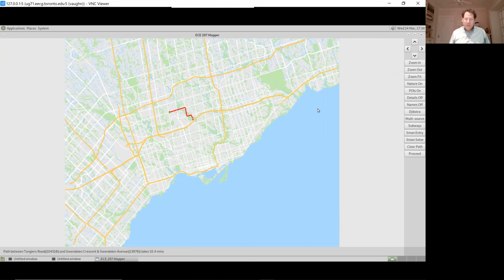So let me change this to A star now. Okay, and now I'm going to find a travel path from here to, let's say, over here. You can see it really liked following in the right direction. It followed the highway and went in the correct direction, didn't backtrack much at all. So let me do it again. Okay, so I'm going over this way.